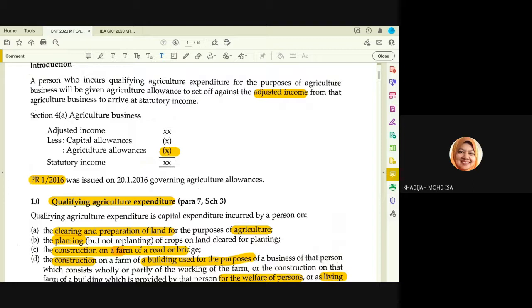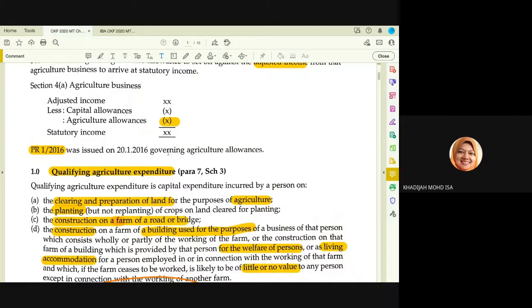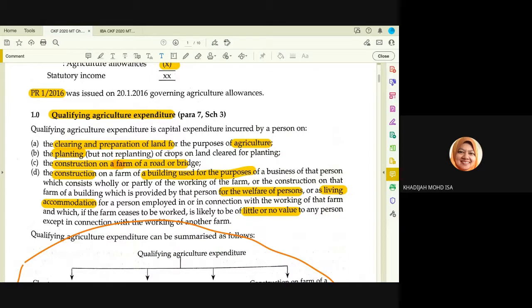You have Public Ruling 1/2016 governing agriculture allowance. I want you to refer to this public ruling later, and look into the example given in the public ruling so that you can better understand this topic. As usual, we want to know what is a qualifying agriculture expenditure. Qualifying agriculture expenditure is capex incurred by a person on, number one, or A, the clearing and preparation of land for the purpose of agriculture.